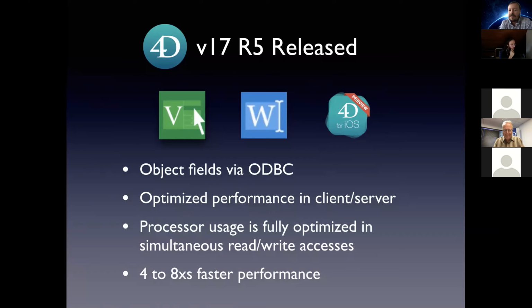There's also optimized performance in client server with the context variables, or parameters, sorry, for say querying and handling of data retrieval. Along with the processor usage being optimized, that is said to have 4 to 8 times faster performance. It's able to take full advantage of the multi-threaded processors that we have in our machines now for read and write access. So that's a big step ahead.